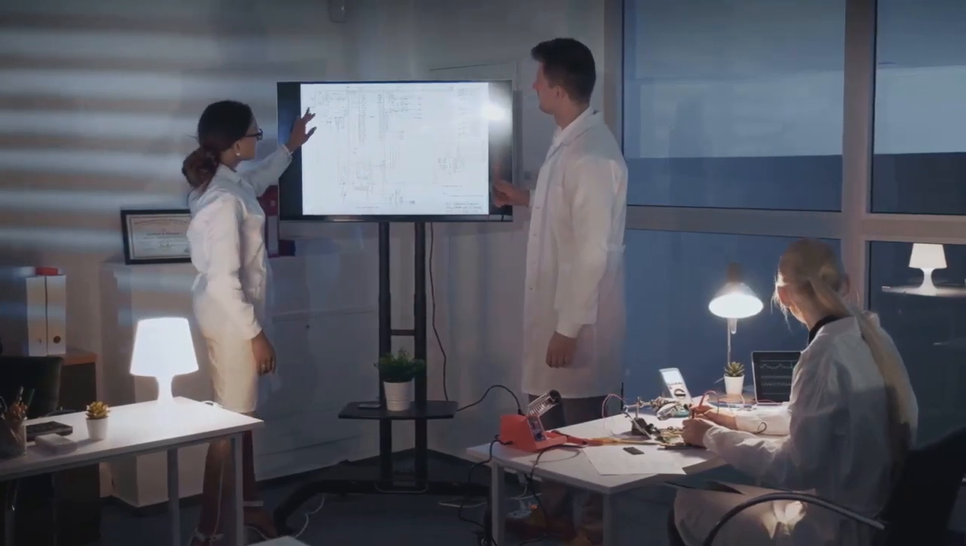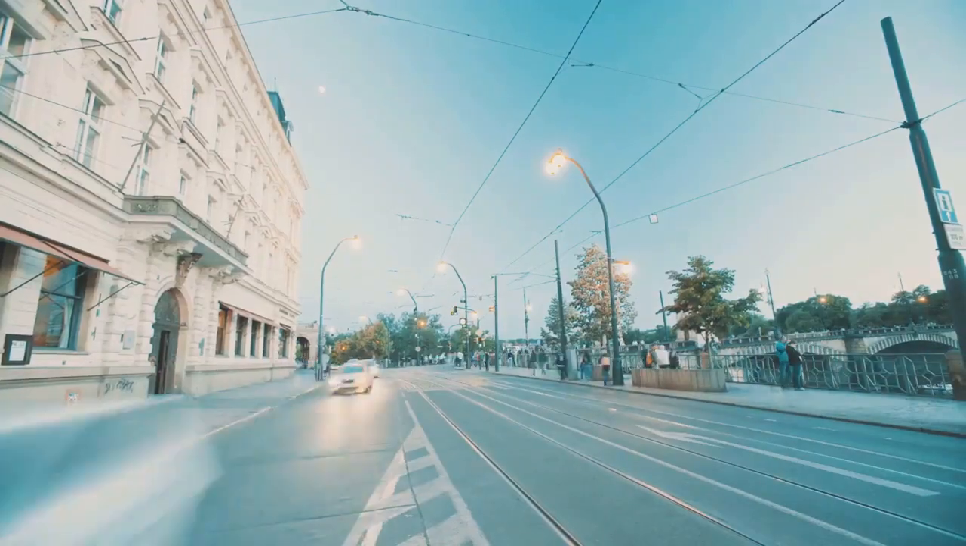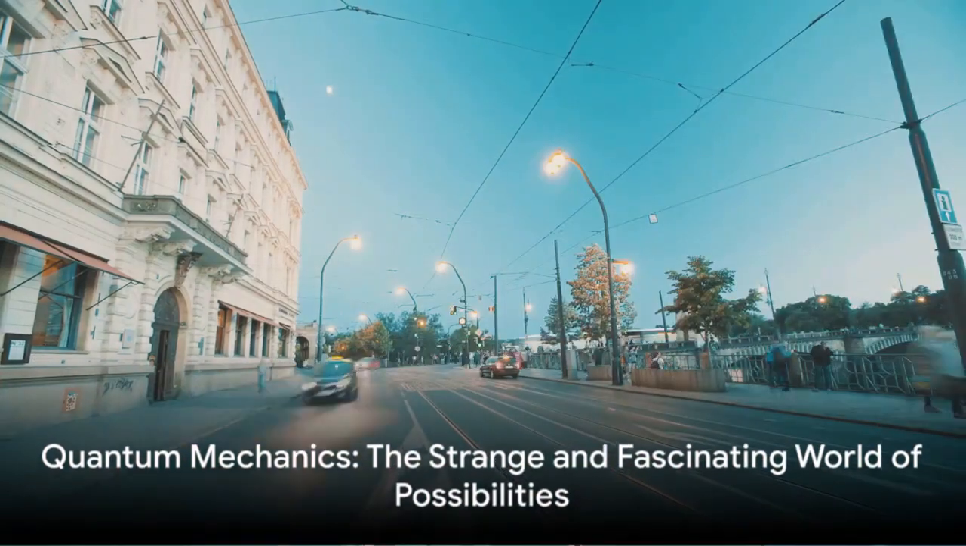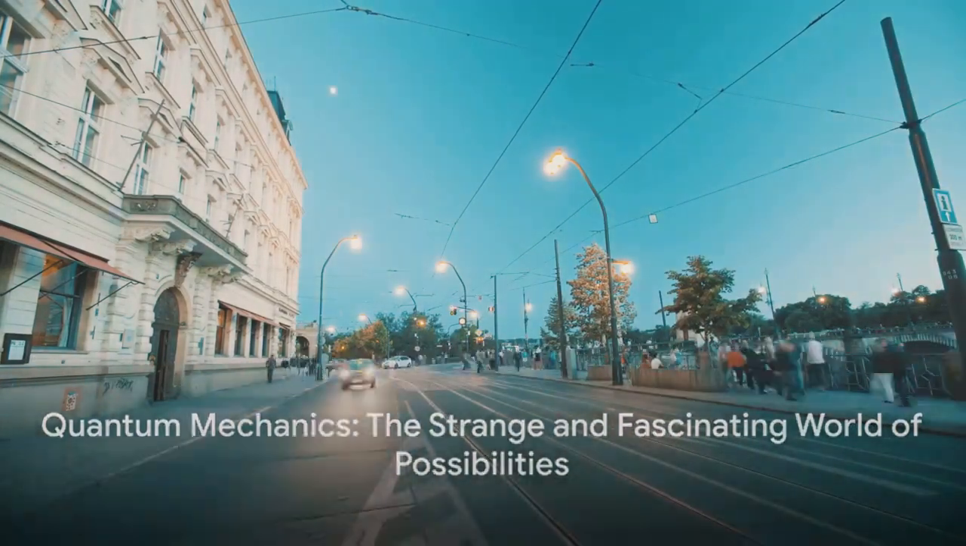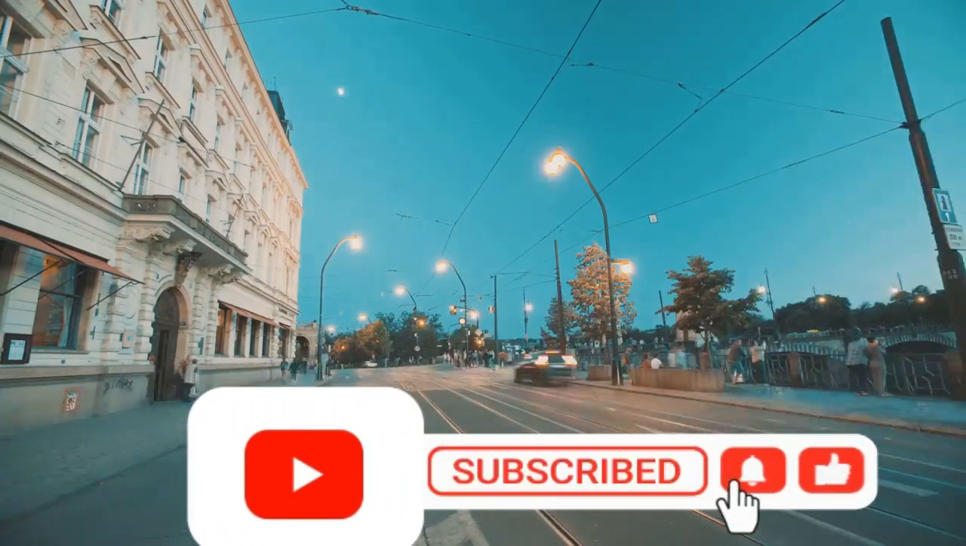Unlike the predictable world of classical mechanics, quantum mechanics is probabilistic. It doesn't tell us what will happen, but what could possibly happen. Quantum mechanics, the new kid on the block, introduces us to a world where particles can be in two places at once and cats can be both alive and dead.